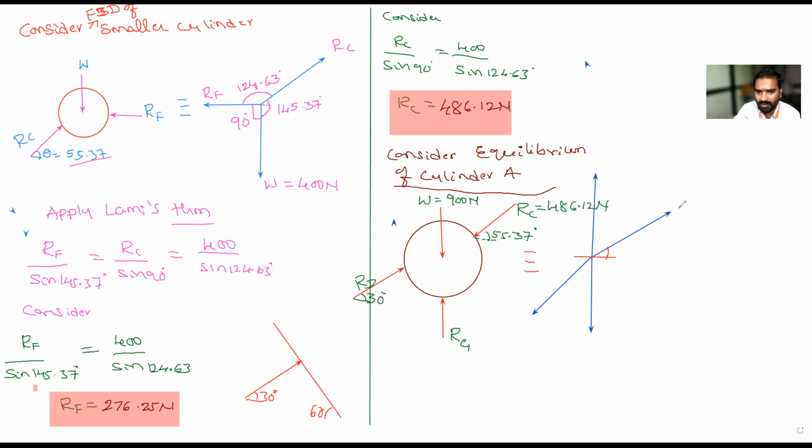This is RD. RD is making an angle of 30 degrees with respect to the horizontal. Next, weight is acting downward. Weight is 900 Newton. Next, upward is RG. Next, this is RC. RC is equal to 486.12 Newton, and this is making an angle of 55.37 degrees with the horizontal.